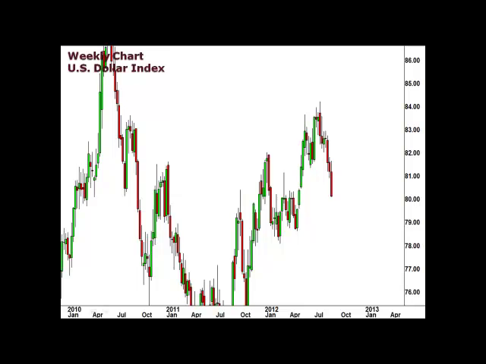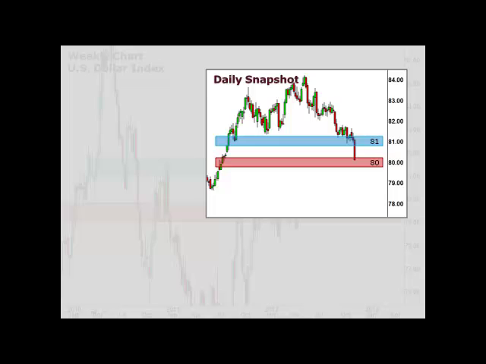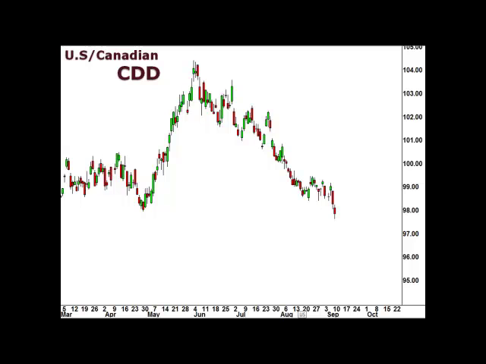Let's start off with a look at the weekly chart of the U.S. dollar index. This is a great way to gain perspective as to how the U.S. dollar has been trading against a basket of currencies. While the U.S. dollar index continues to fall towards the 79.80 support level, we expect a bounce at 80 with 81.82 acting as an overhead resistance. Let's take a quick look at the daily chart. The daily chart reflects last Friday's close at 80 with a short-term upside target of 81.